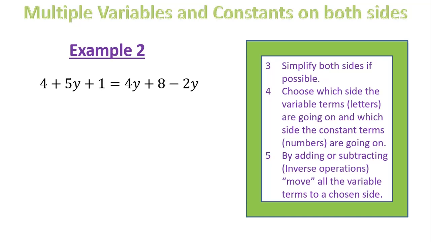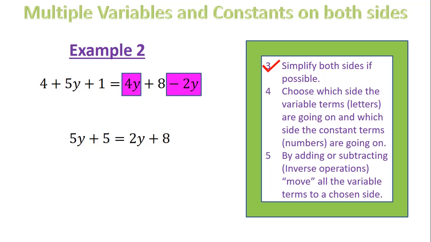I look on my left-hand side. I have a 4 plus 5y plus 1, so my like terms on my left-hand side are my 4 and my plus 1. Therefore, I have my 5y, 4 plus 1 is plus 5, and that equals, now on my right-hand side, I have 4y plus 8 minus 2y, and so my like terms are 4y and minus 2y. 4y minus 2y is 2y plus 8. And so that is step 3, simplify both sides if possible.